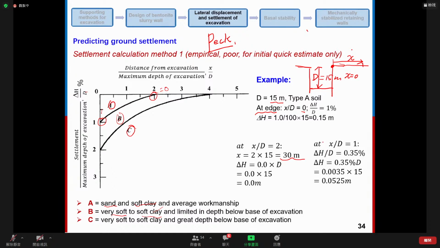Okay, now let's look at X over D equal to 1. It refers to this point. For this point, we can get the delta H over D is around 0.3%. And we know D equals 15 meters. By using this design chart method, we can calculate the settlement is around 0.05 meters at this location.